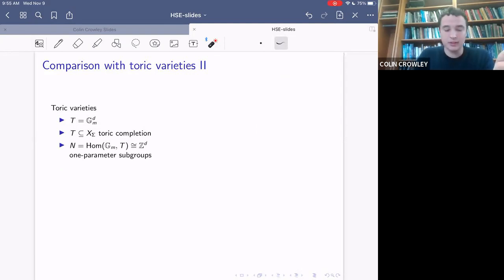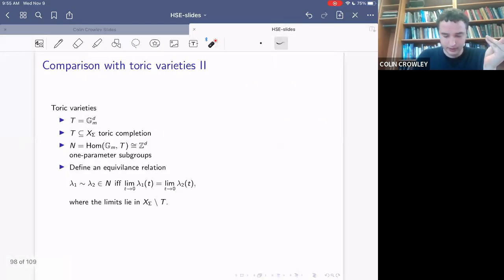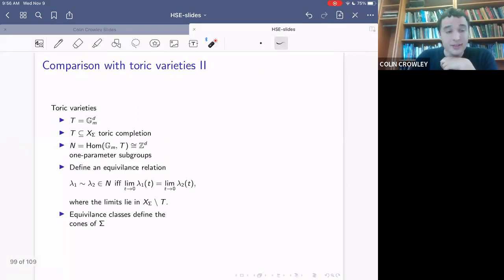And to do this, I consider the opposite lattice, N. This is the lattice of one-parameter subgroups or co-characters. I can define an equivalence relation on this lattice: I say that two one-parameter subgroups, lambda 1 and lambda 2, are equivalent if the limit as t goes to 0 for each one is the same. This limit will lie somewhere in the boundary of this toric variety. But if it's the same boundary point for two one-parameter subgroups, I say they're equivalent. And these equivalence classes cut out the cones of the fan.